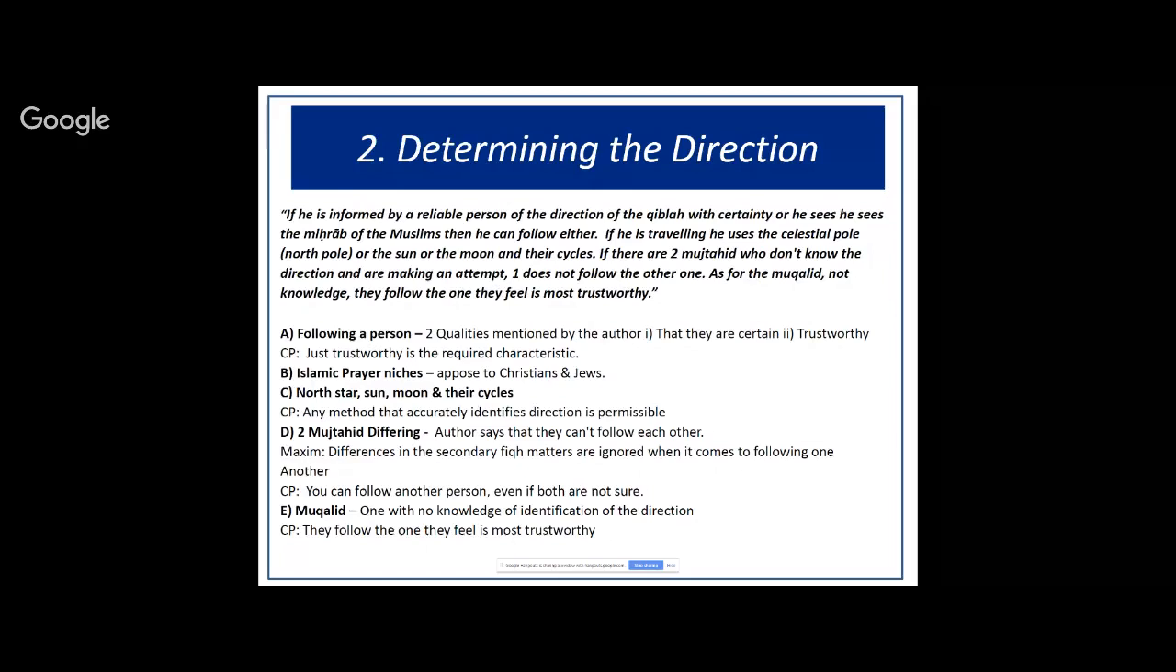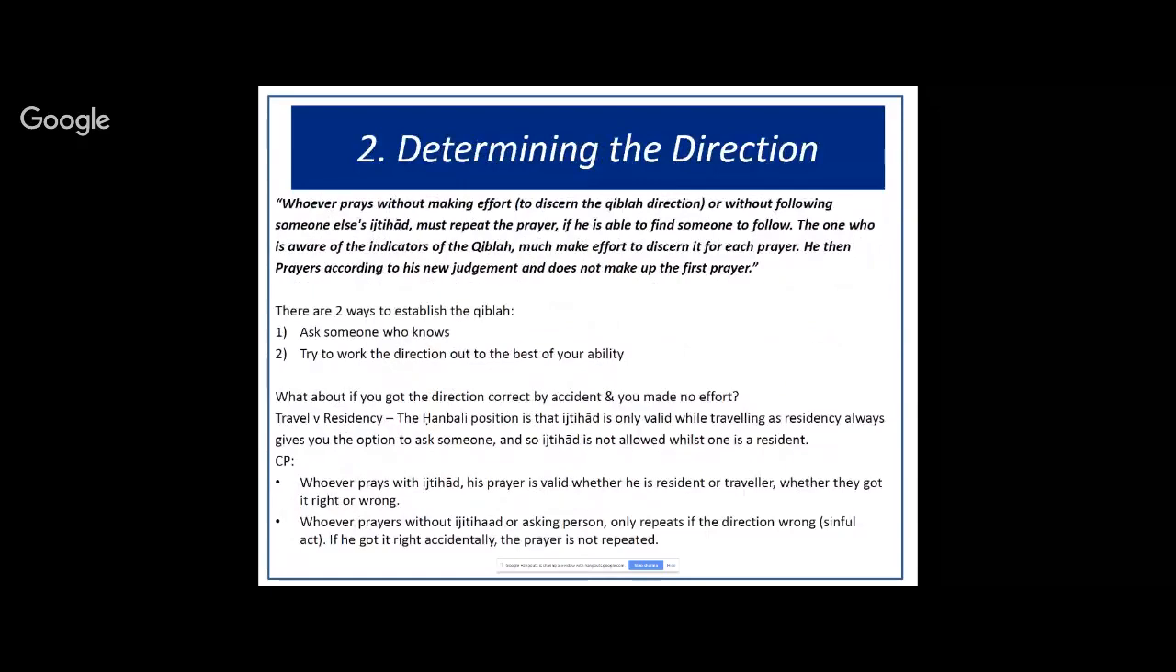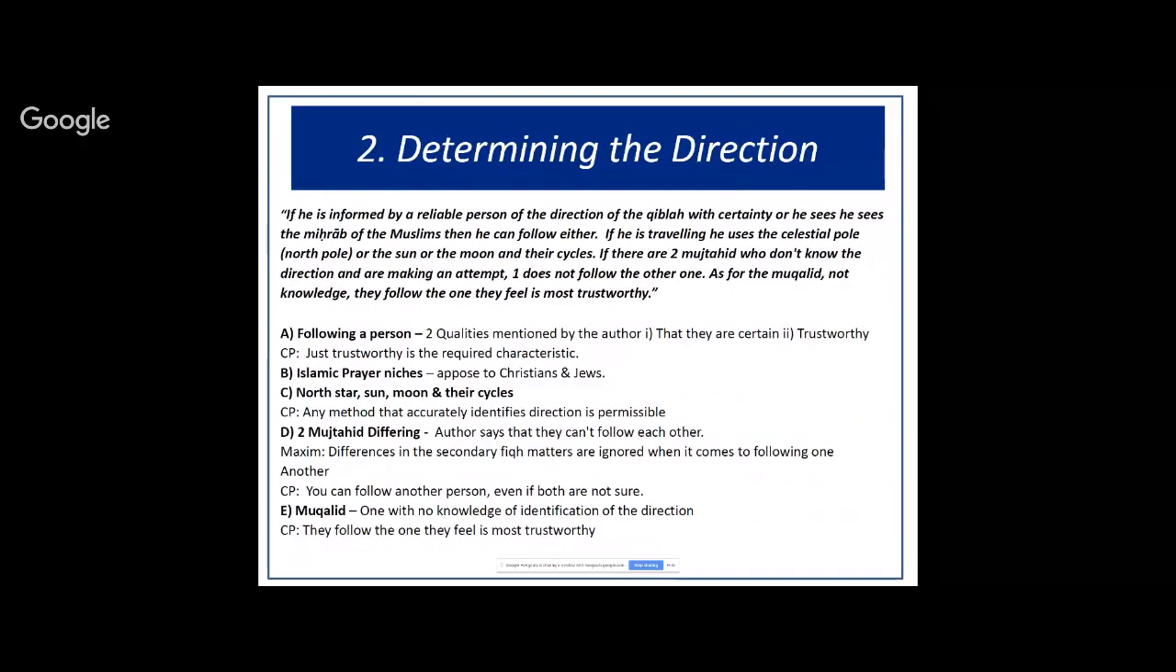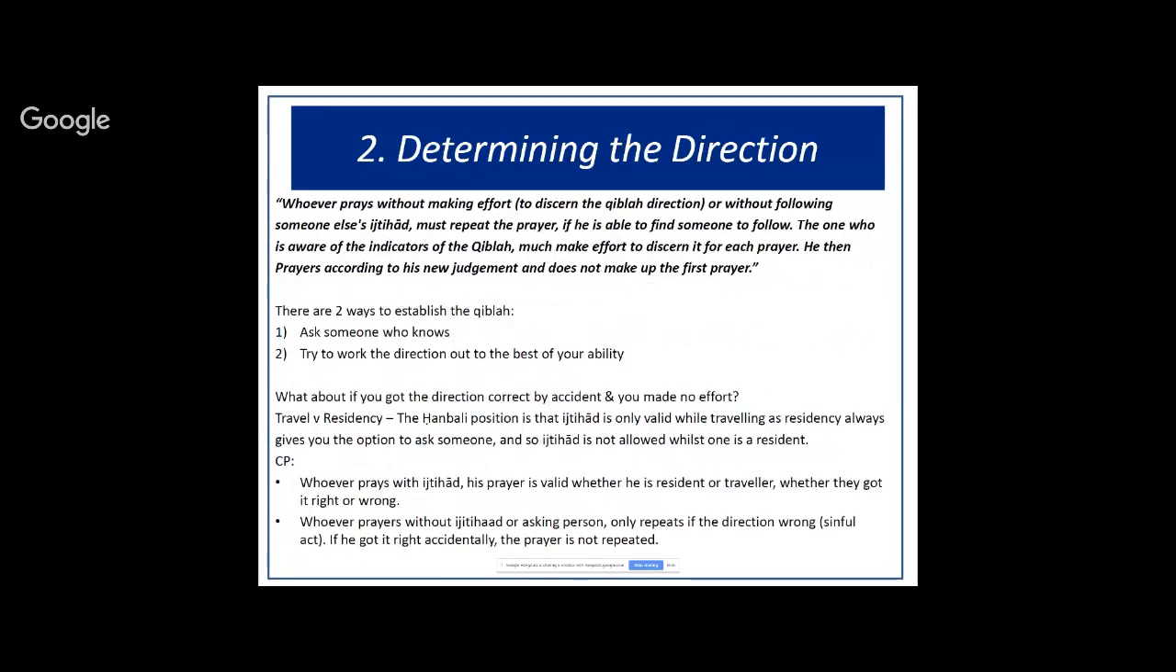And the fifth scenario is a muqallid, someone who doesn't have the knowledge of identification of the direction of the qibla. What do they do? Well, they follow someone who they consider to be most trustworthy, and there is no more that would be obligated upon this person in identifying the direction of the qibla.